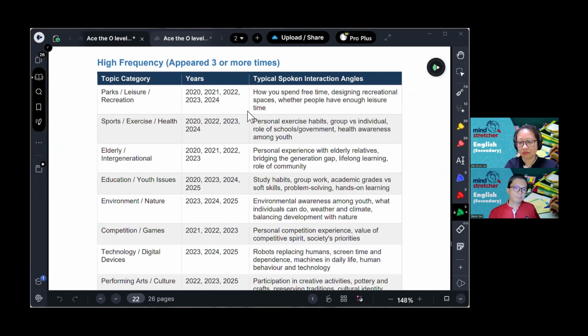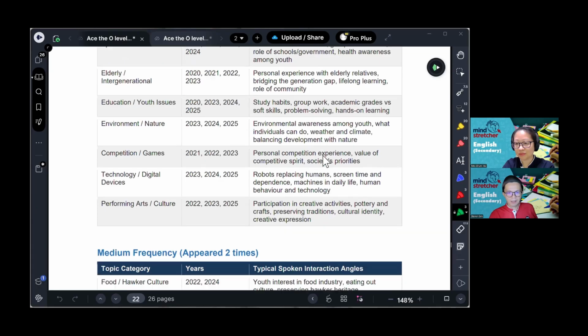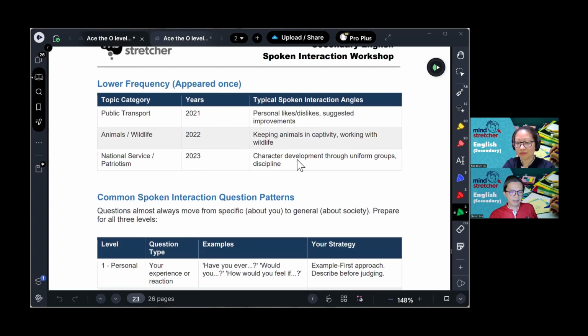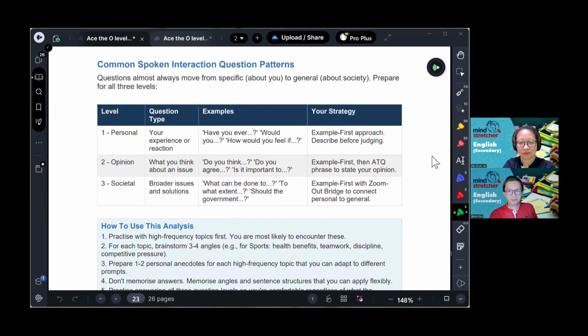So back to zooming out, looking at the kind of questions that are asked. Typically they ask, how do you spend your free time? How do you think recreational spaces should be used? Do people have enough leisure time? These are very common topics: parks, leisure, recreation, sports, exercise. Just now somebody asked what kind of questions are going to come out. These are the questions that will come out.